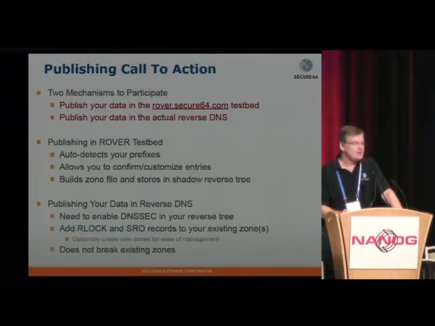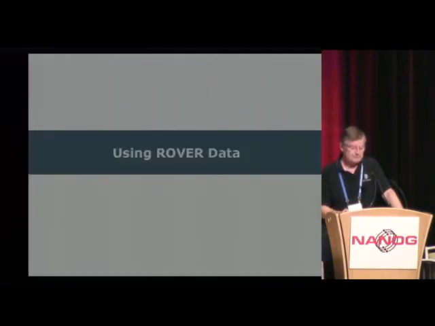If you want to publish your data, there are two ways to do that. If you have some routes and some prefixes and some AS origins you want to put in, you can either try out the rover.secure64.com testbed and have a go, or you can publish it in the real DNS. There's nothing stopping you. The Rover testbed will help you actually form them. It has some provisioning tools to help you build that. But if you want to do it by hand and put it in the real in-addr.arpa, go right ahead. It doesn't hurt anything. And that way, things will just be out there.